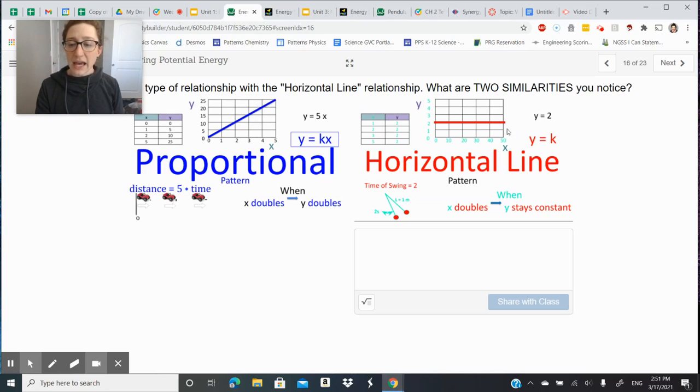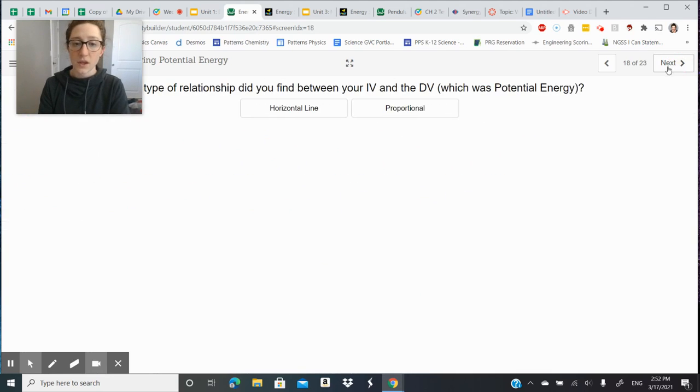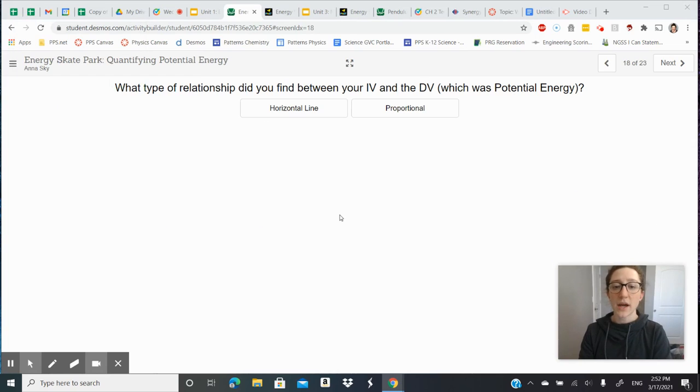So we already looked at a horizontal line, and now I want us to compare that to a proportional line. Based off of what we saw with the pendulum swing and what we saw in this one, how do these lines look similar? List two similarities that you notice. And then list 3 differences that you notice. Now, the differences might actually be a little bit easier. I definitely can see some things that look quite different, and we can see these side by side. I want to know that you can identify the kind of relationship that we saw in our data. So what kind of relationship did we find?